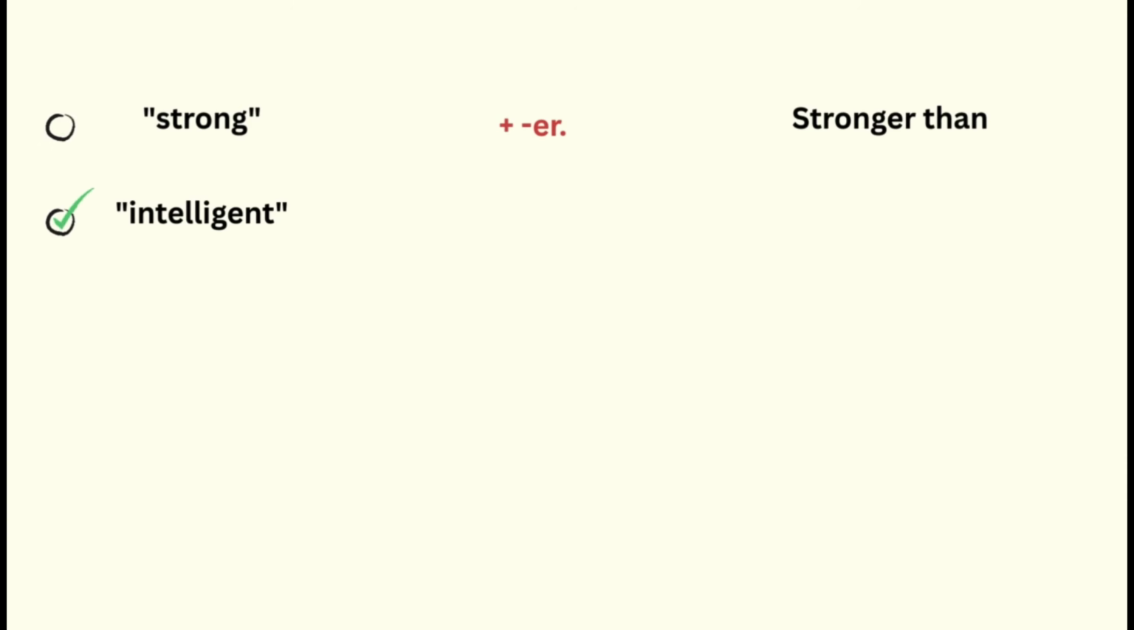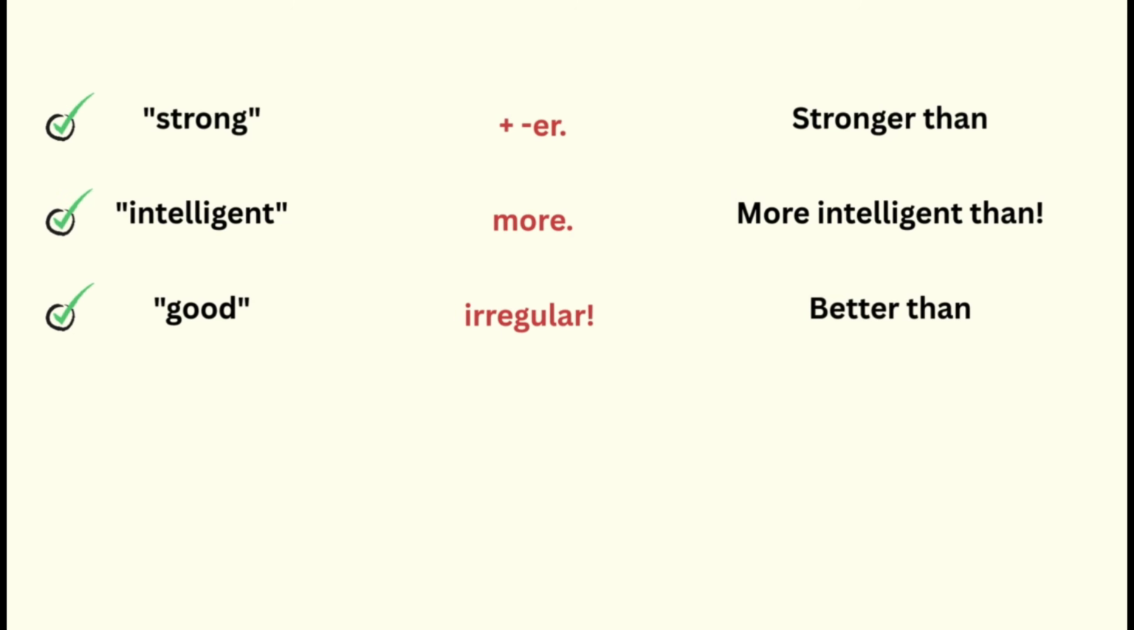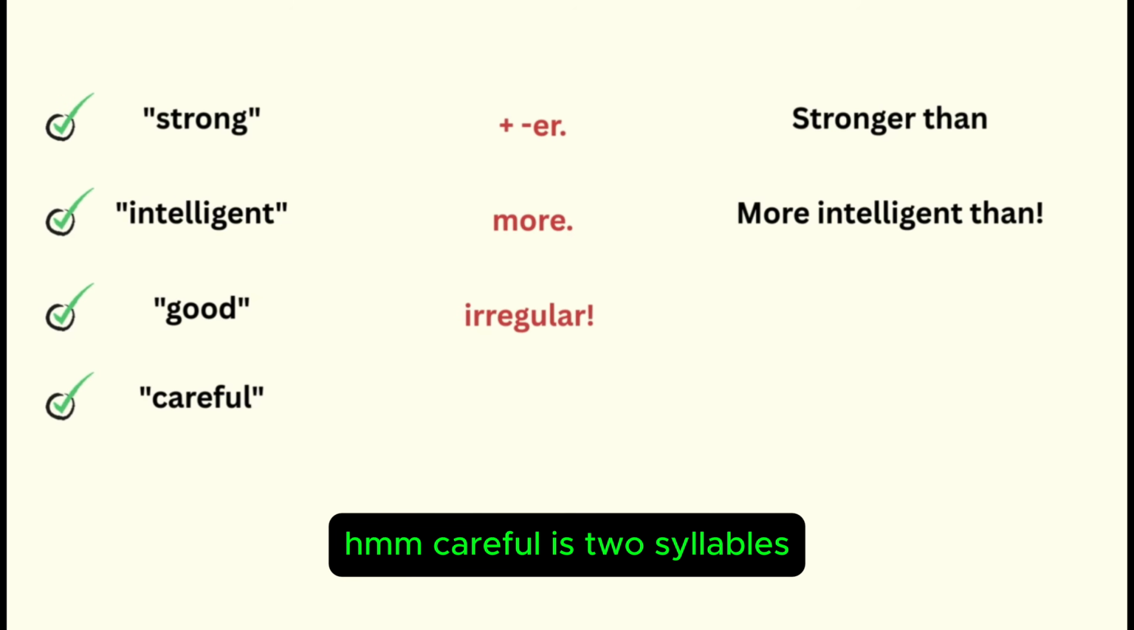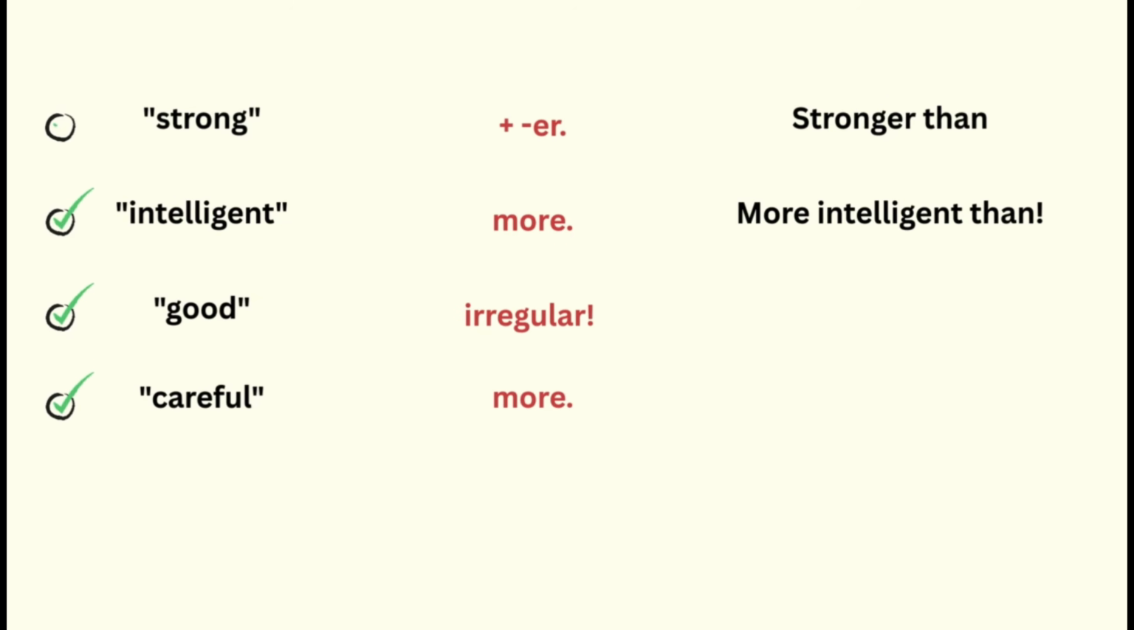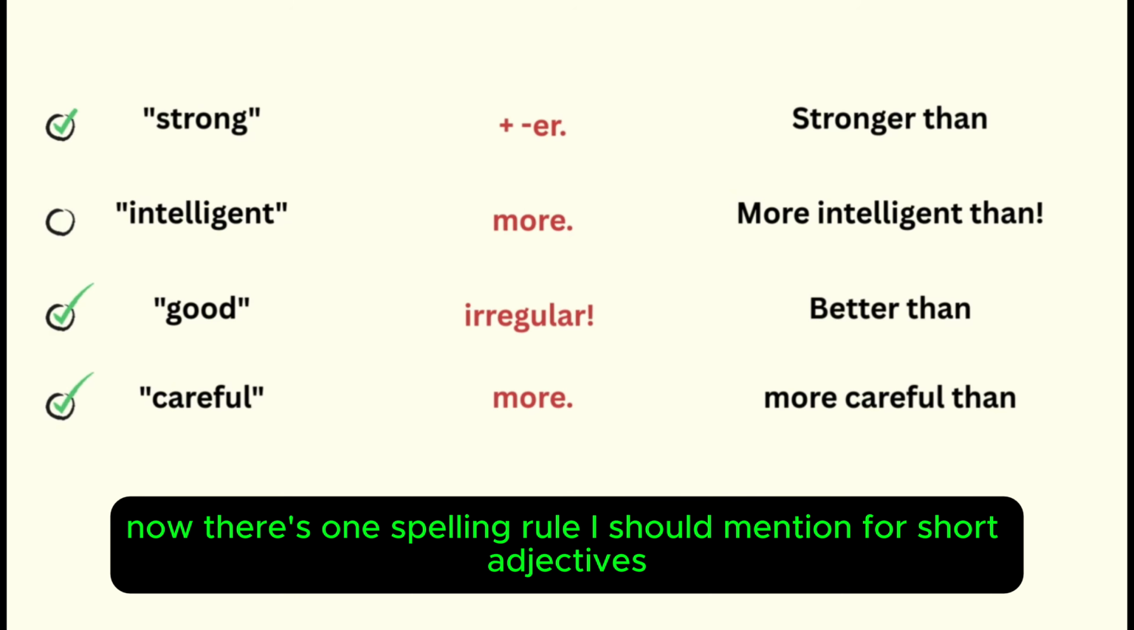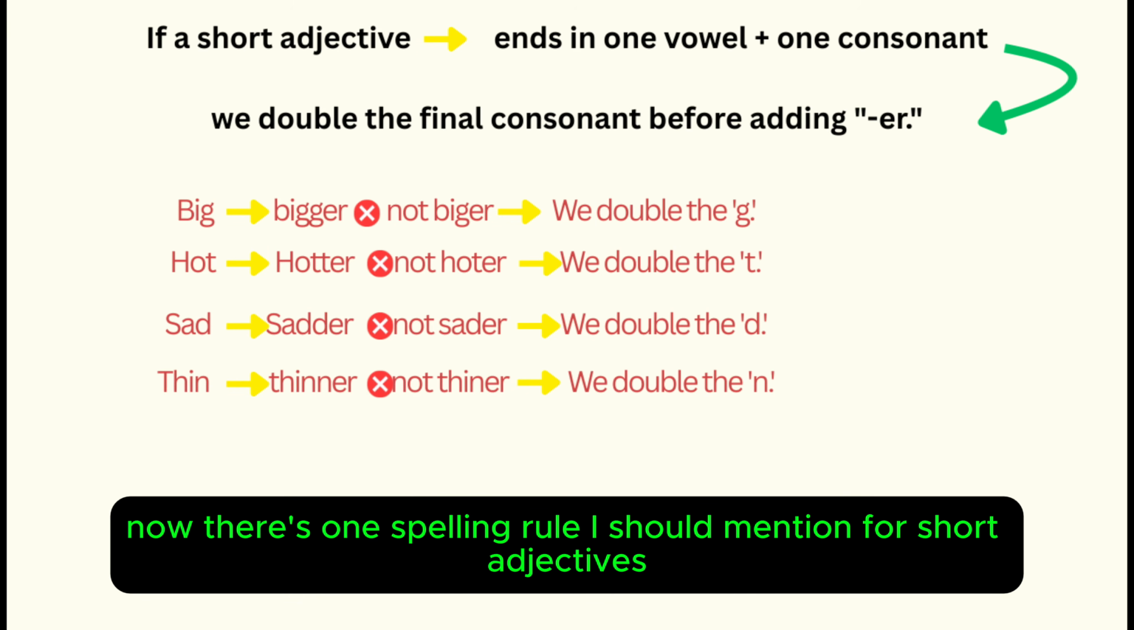That's longer, so I use more. More intelligent than. Excellent. How about good? That's irregular. Better than. You've got it. One more, careful. Careful is 2 syllables. I think it's more careful than. Exactly right. Now, there's one spelling rule I should mention for short adjectives.